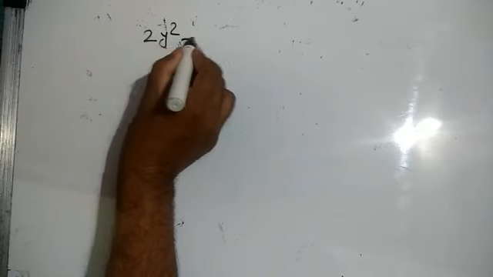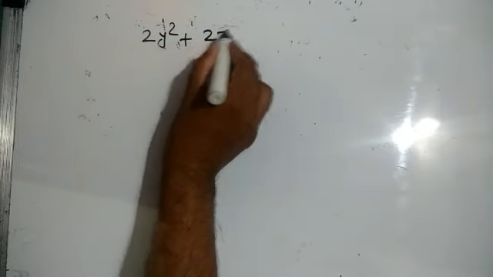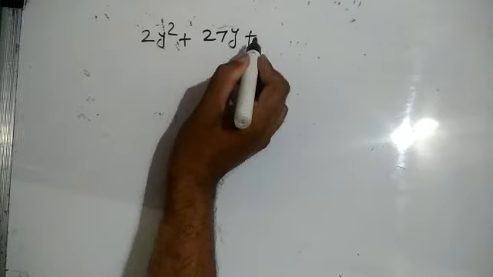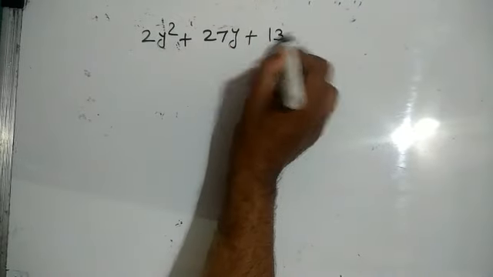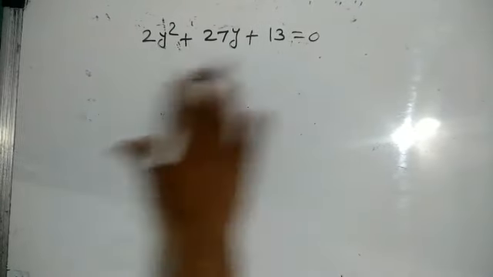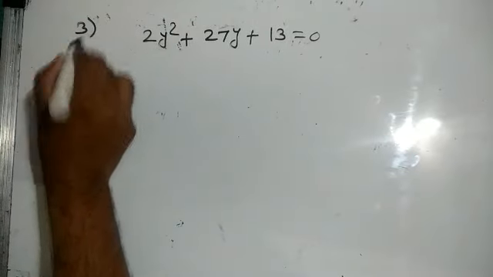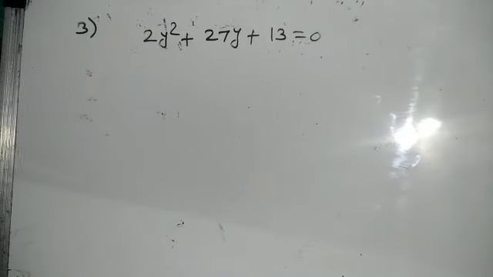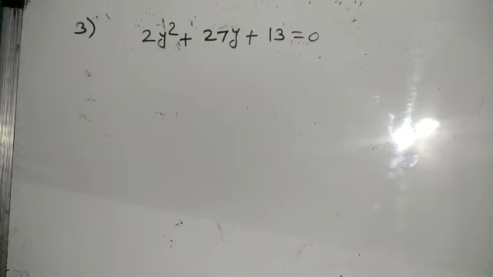In the third problem, 2y square plus 27y plus 13 is equal to 0. This is the third problem from practice set 2.2. Solve the quadratic equation by factorization. 2y square plus 27y plus 13 is equal to 0.